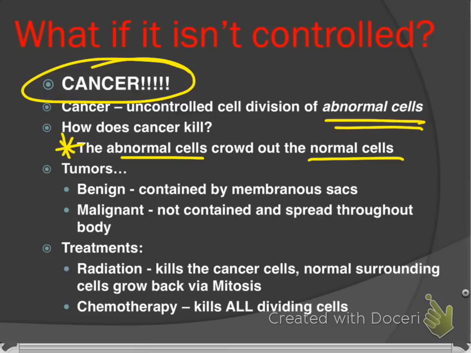And then there's two types of tumors. So you have benign tumors and malignant. Benign are good tumors, if you want to call them that, but they're contained, whereas malignant are not contained and they're through the entire body. And a couple things, we talked a little bit about chemotherapy, but radiation just targets the actual cancer cells. And the normal cells that are surrounding where the cancer cells were will grow back with normal mitosis. Chemotherapy kills all dividing cells. That's why there's much worse effects from chemotherapy. You lose your hair, you have a lot of other things that happen because it's killing all of your cells that divide.